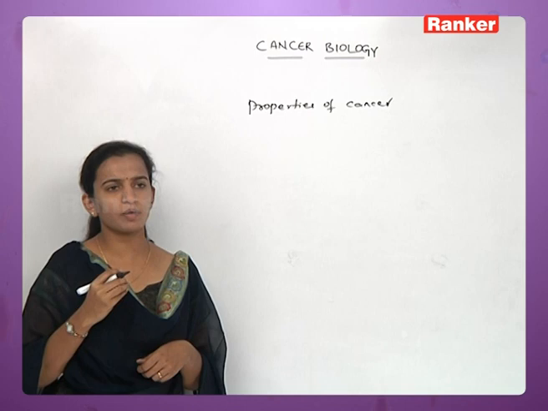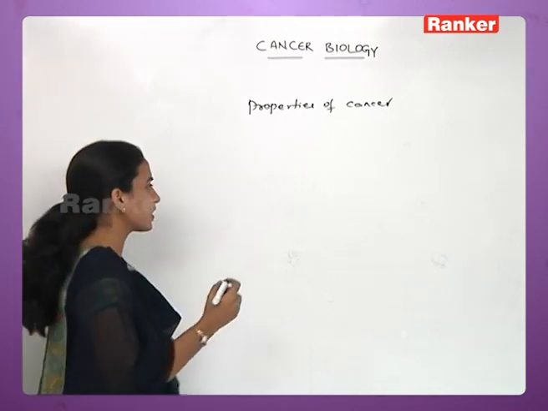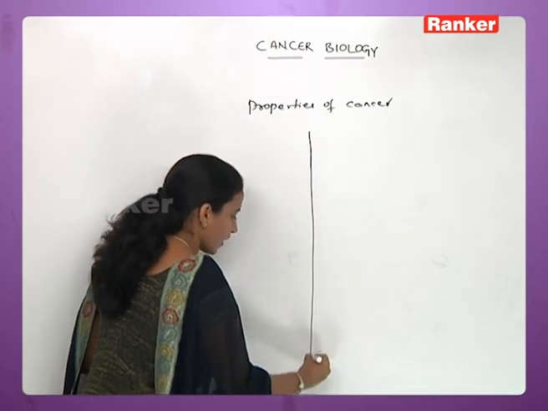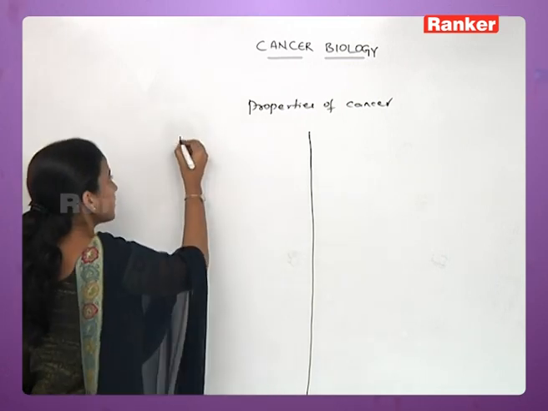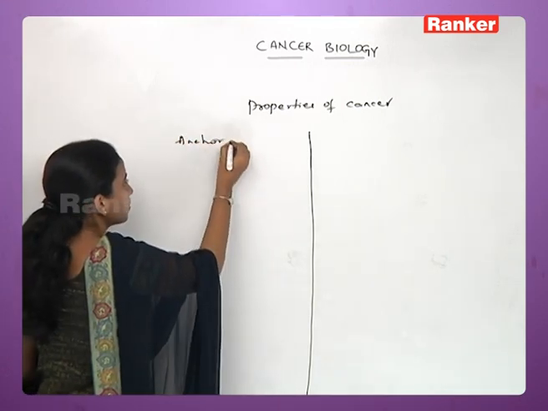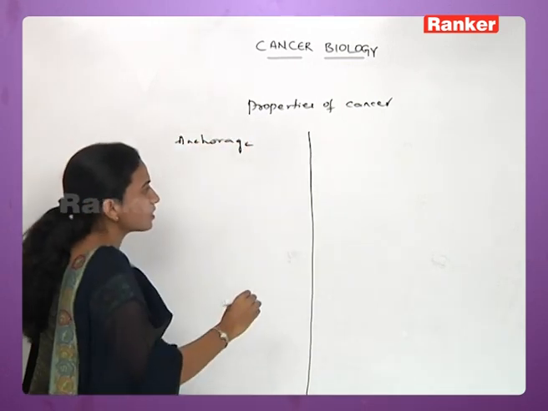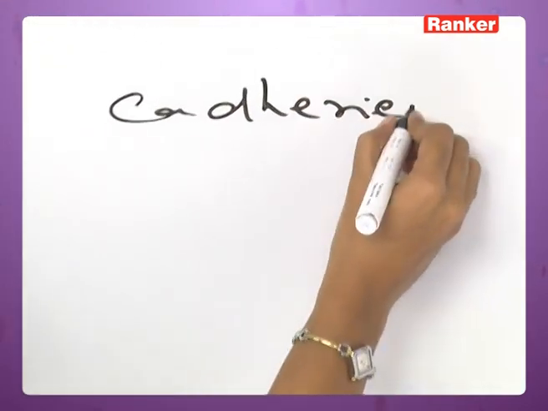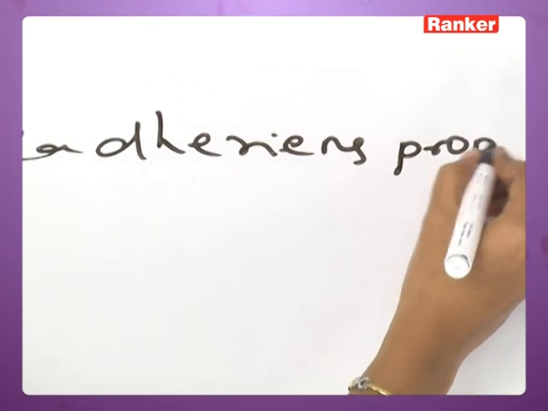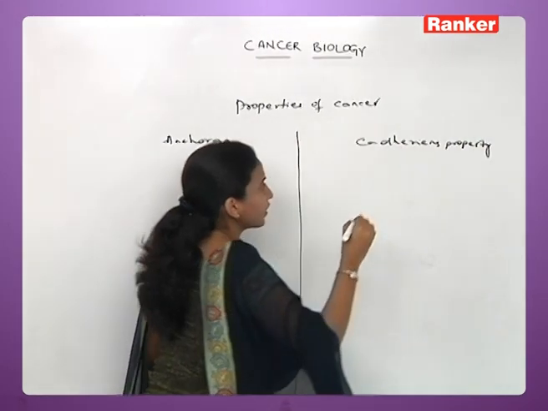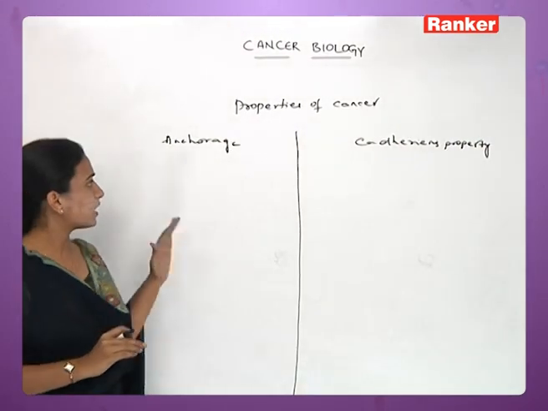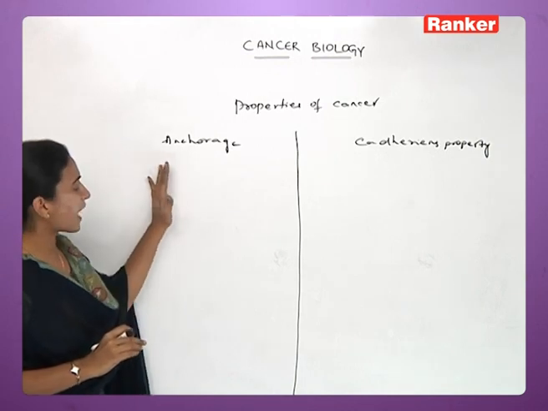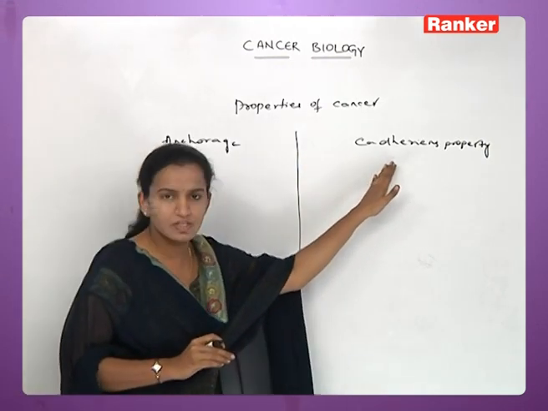While coming to the properties of the cancer, here you can see two properties. Let us divide. The first one is the anchorage property. The other one is called the cadherin property. So there are two properties: one is anchorage, the other is the cadherin property.